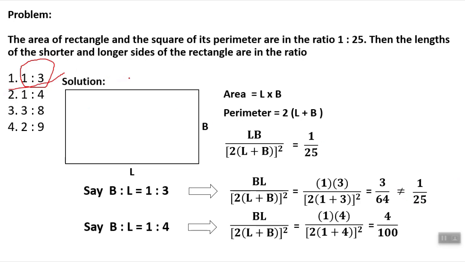And what is that? That is 4 over 100. Is it 1 by 25? Yes, indeed. This is it. The answer is option 2.